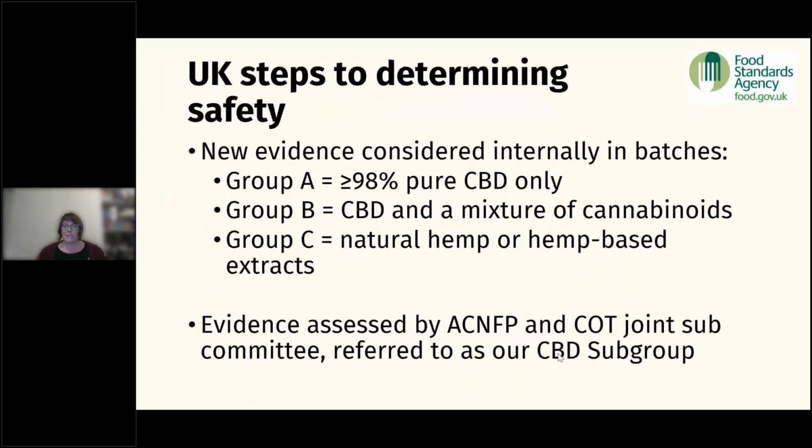So now we had some data, we then needed to think about how best to manage that. And given the number of applications we had, we decided to batch those based on the nature and the composition of the CBD novel foods seeking authorisation. We found that it was essentially 3 groups of products that were coming through. Those that were of 98% purity or above, which are sometimes known from an industry perspective as the isolates or the pure form CBD. Those that had mainly CBD but had also another range of cannabinoids present, so were very much a mixture of cannabinoids.